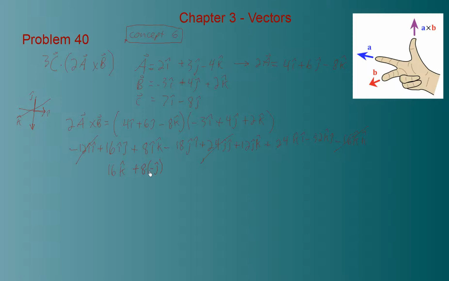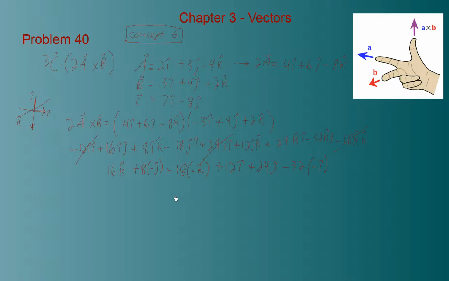I also could have written just minus 8j. But I'll just keep the signs for now. And then I'm just going to go through these, and you can verify them for yourself if you don't trust me. 18 negative k plus 12i plus 24j minus 32 negative i.